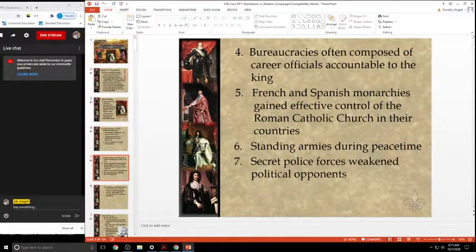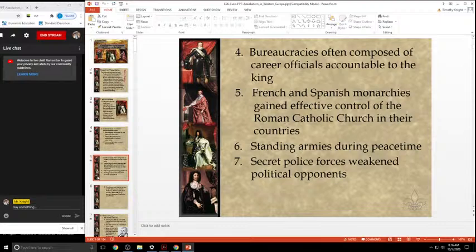And so as we look at this next slide here, a couple of more characteristics. Bureaucracies were often composed of career officials that were accountable to the king. What is a bureaucracy? A bureaucracy is essentially, think of it as a network or an intricate web of people, employees, who work for, in this case, the king, but a bureaucracy can be demonstrated in a lot of different avenues in life, all right? Bureaucracy is kind of this political network, okay, of people where you have to go through the proper channels in order to be able to influence the king.